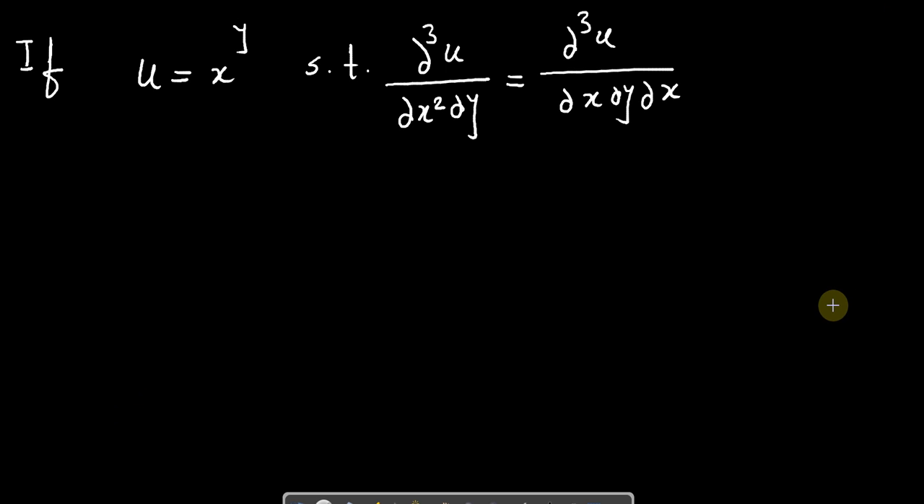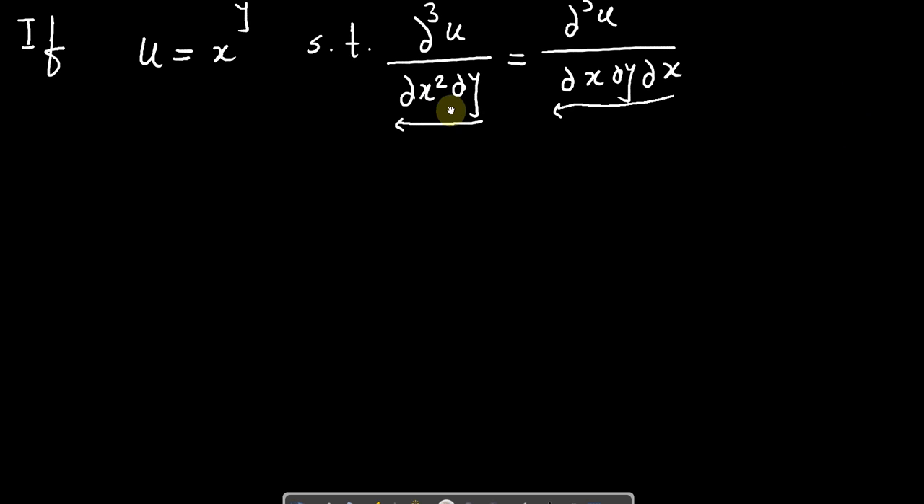Let's see one more example. u is given x raised to y. Then show that these two derivatives are same. Now what is the left hand side derivative? Differentiate u first with respect to y and then twice with respect to x. And the derivative on right hand side, differentiate u first with respect to x, then y and then with respect to x. Now let's find the derivatives and show them same.